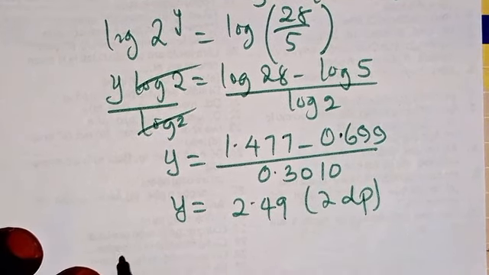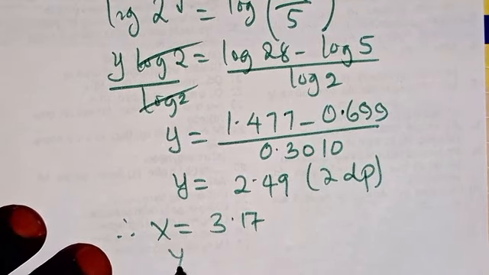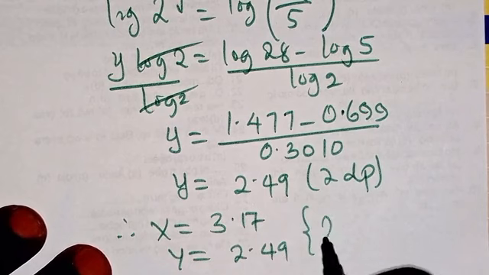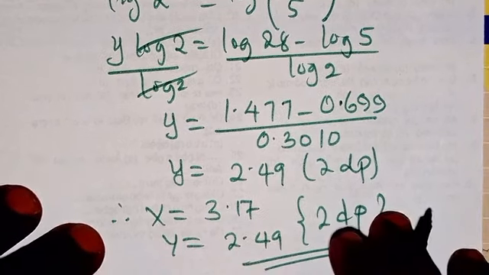So now, in conclusion, we have x equals 3.17 and y equals 2.49, both to 2 decimal places. And that is the solution.